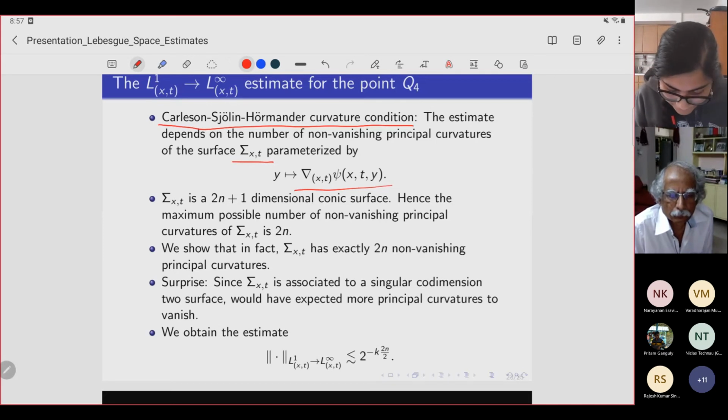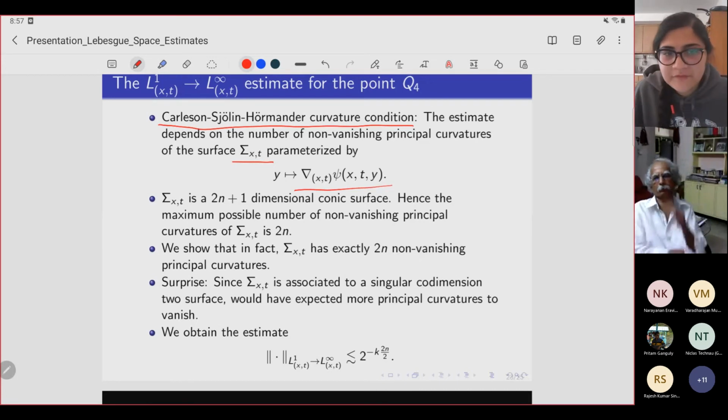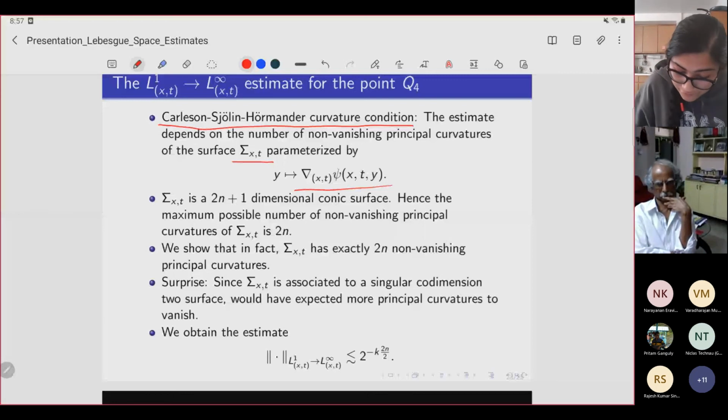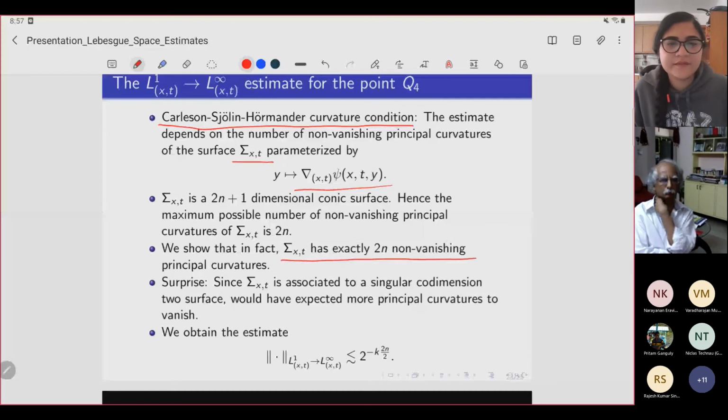This surface, it turns out, is a 2n plus 1 dimensional conic surface, meaning the maximum possible number of curvatures it can have in any case is 2n. Right, one curvature will always vanish. And again, in our paper, we showed that in fact sigma x,t has exactly 2n non-vanishing principal curvatures.